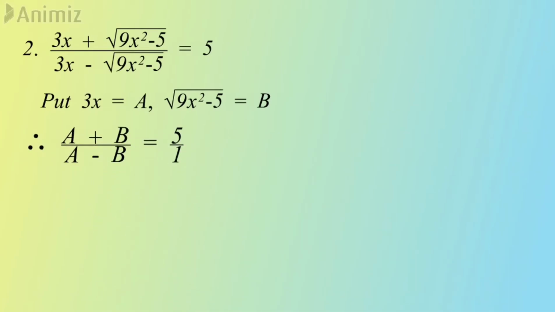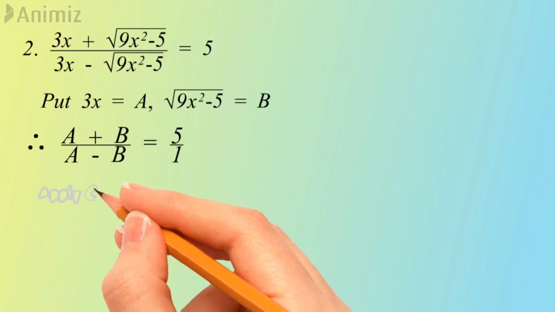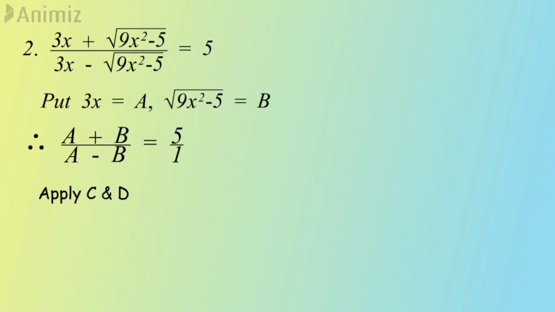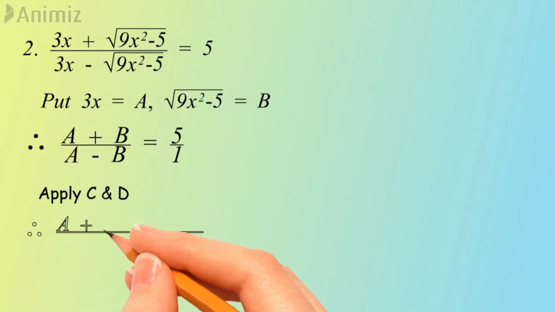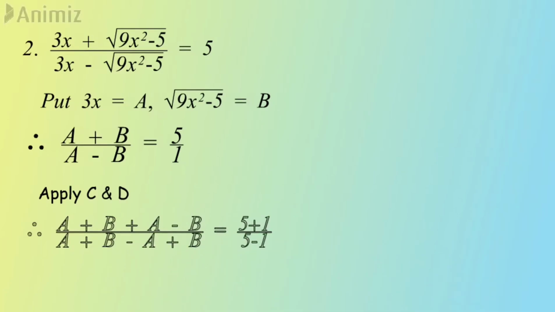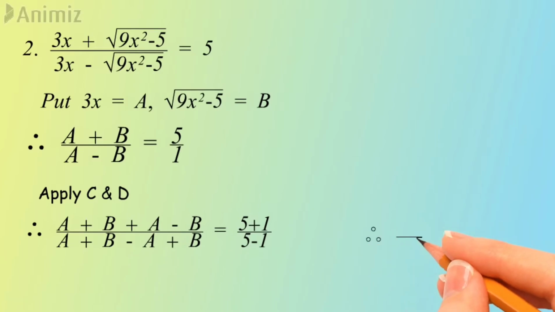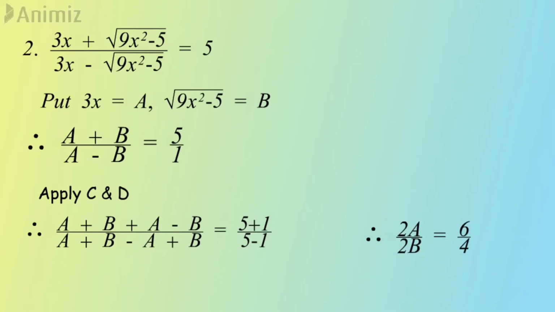Now on this part you can apply componendo and dividendo. When you apply componendo and dividendo on both sides, like previously, you will get the left-hand side, but on the right-hand side it will be 5 plus 1 upon 5 minus 1. Now you can cancel out b in the numerator and a in the denominator. You will get 2a by 2b equal to 6 by 4. When you reduce it, you will get the value of a by b, which will be equal to 3 by 2.